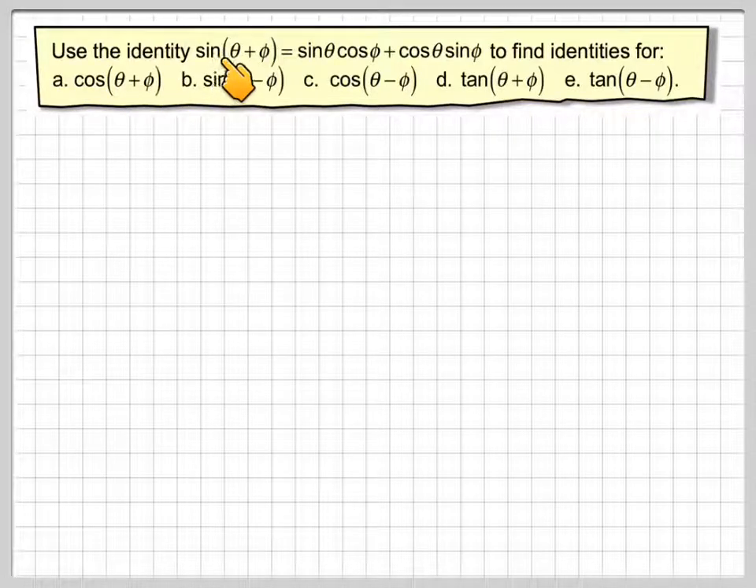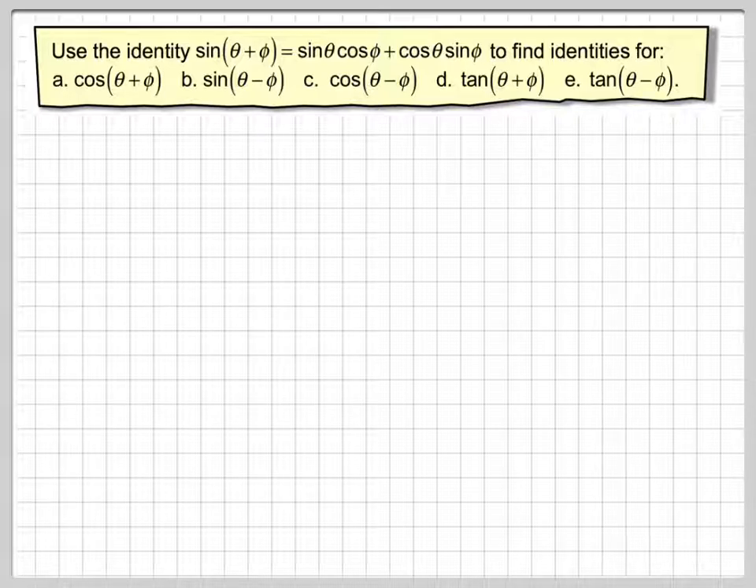Use the identity that sine of theta plus phi is equal to sine theta cos phi plus cos theta sine phi to find identities for cos of theta plus phi, sine of theta minus phi, cos of theta minus phi, tan of theta plus phi, and tan of theta minus phi.